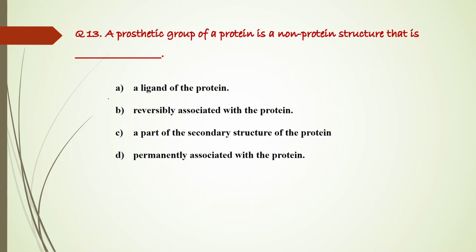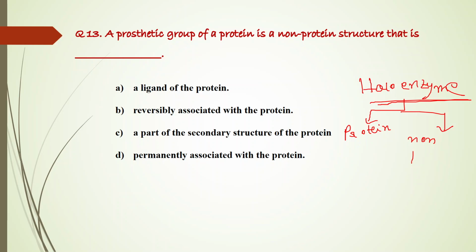Moving to the next one. It states that a prosthetic group of a protein is a non-protein structure. First of all, we have to know what a prosthetic group is. I have discussed this earlier as well. We call these things holoenzymes. Generally, an enzyme is just a protein part, but whenever a protein and a non-protein part are involved, they are called a holoenzyme. Apart from protein, you also have your non-protein part.